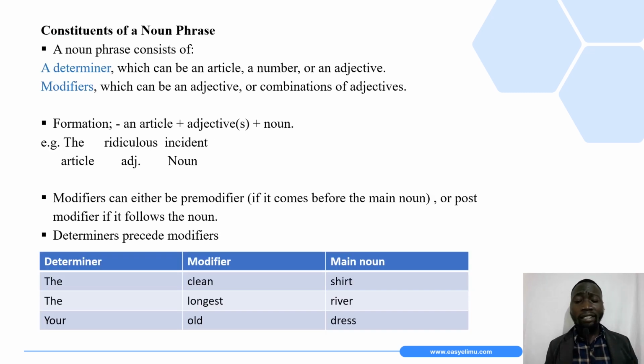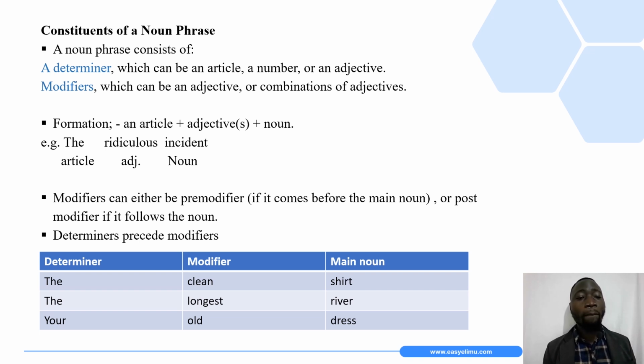So the next thing that I'd like us to look at are the constituents of a noun phrase. That is, what are some of the words that make up a noun phrase. So a noun phrase consists of the following. The first one, we have a determiner, which can be an article, a number, or an adjective. Then secondly, a noun phrase also consists of modifiers, which again in this case can be an adjective or a combination of adjectives. So the formation is as displayed on your screen, dear students.